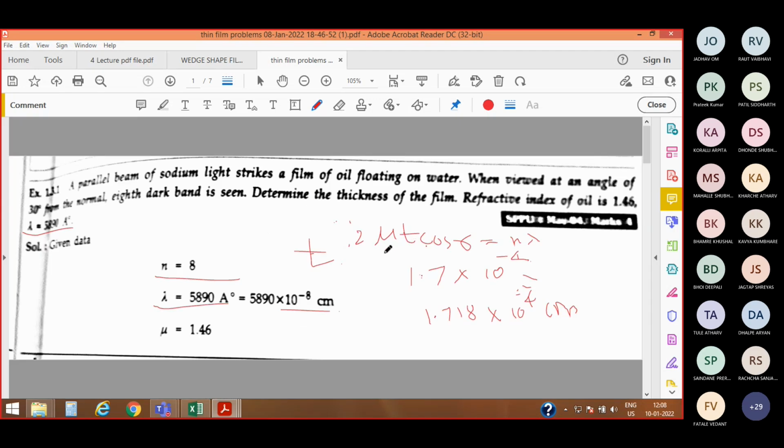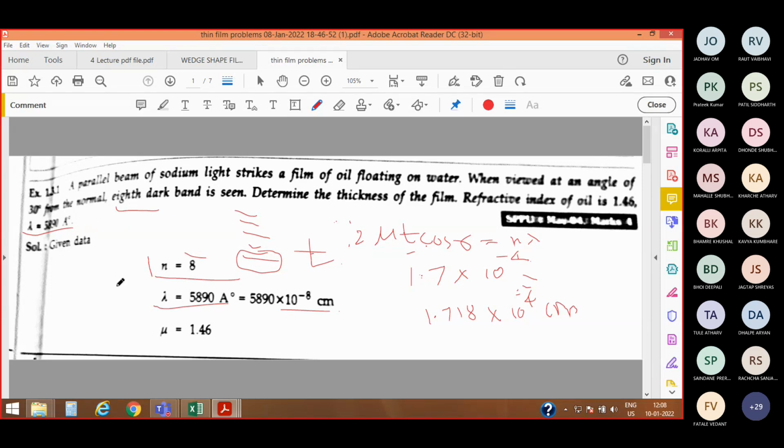तो यहाँ पे आपको क्या सॉल्व करना है? Determine thickness small t की वैल्यू आपको पूछी है. What is the n value? 8th डार्क बैंड बोला है. इट मींस 1 2 3 4 5 8 डार्क बैंड आपको दिया है. वैल्यू ऑफ n इज इक्वल टू 4.